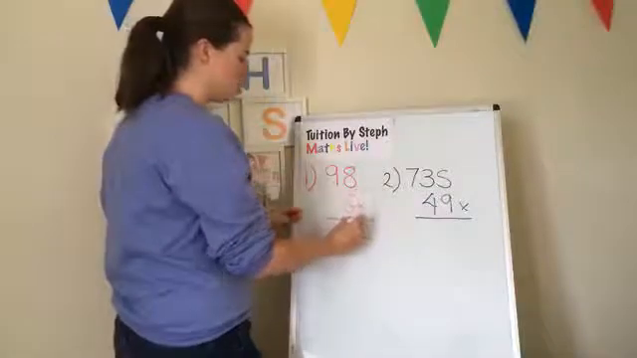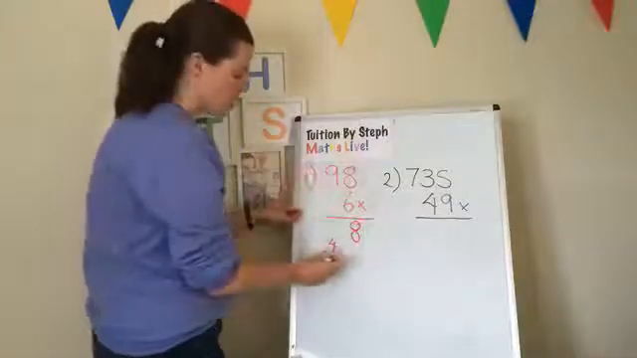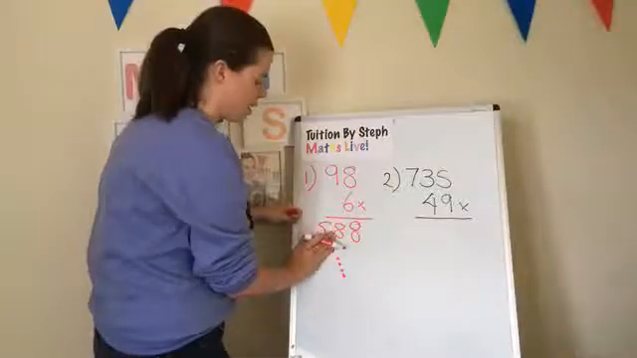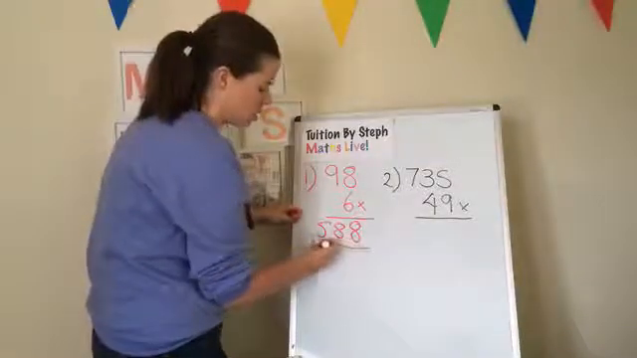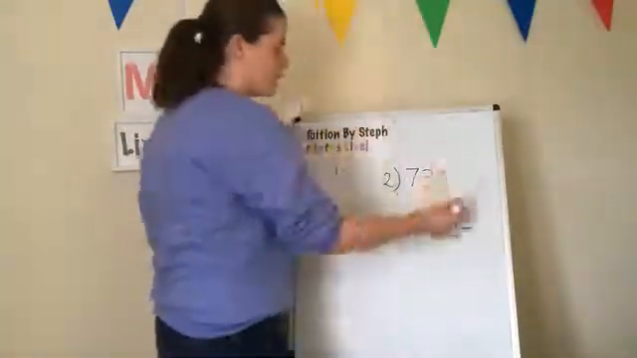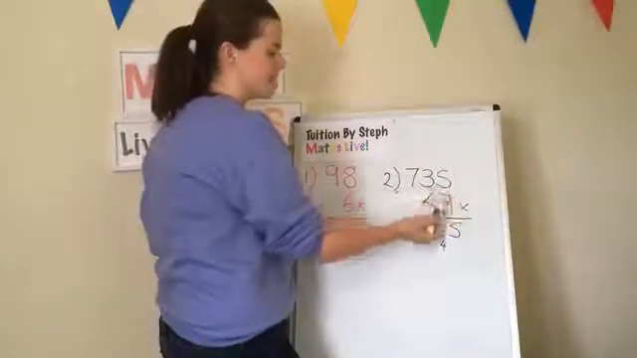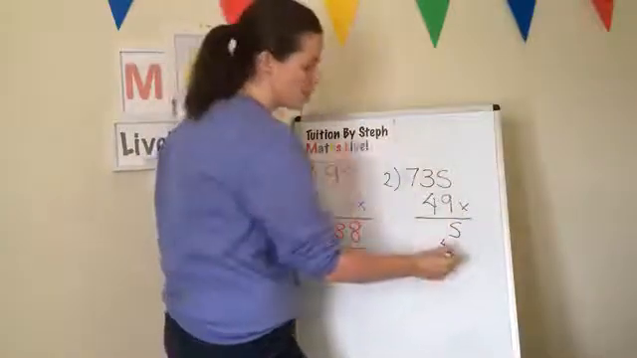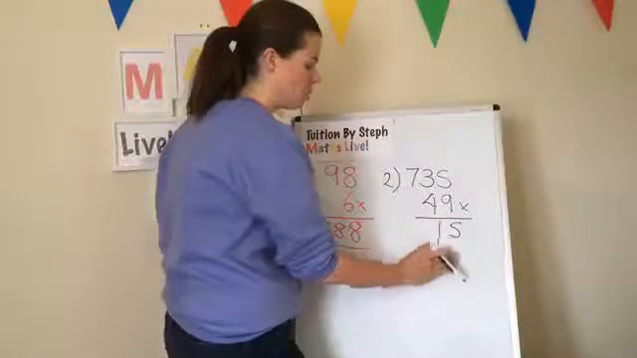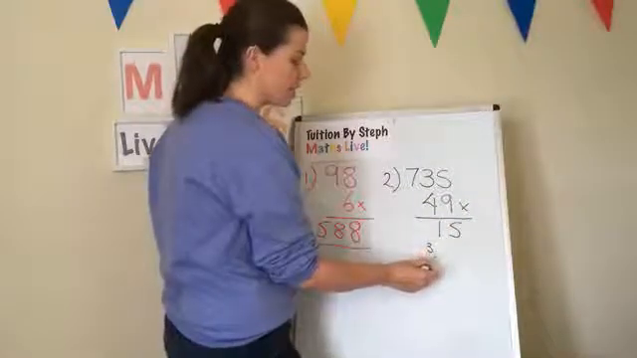So 6 8s are 48. And then 9 6s are 54, 55, 56, 57, 58. So it's adding on that one that comes across. Sorry about the dog barking outside. So 588, and then this one, 9 5s are 45, so remember our 4. 1 9 is 9, 2 9s are 18, 3 9s are 27, 28, 29, 30, 31. So remember our 3, 9 7s are 63, 64, 65, 66.